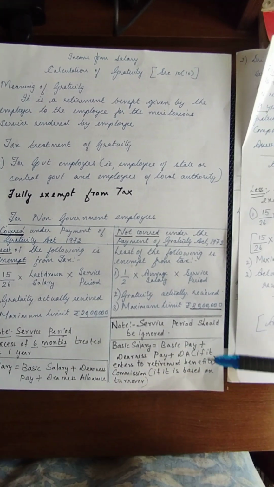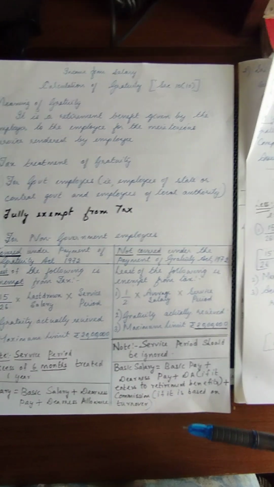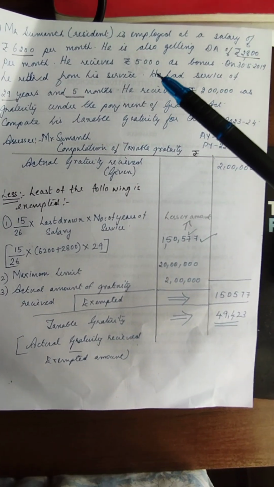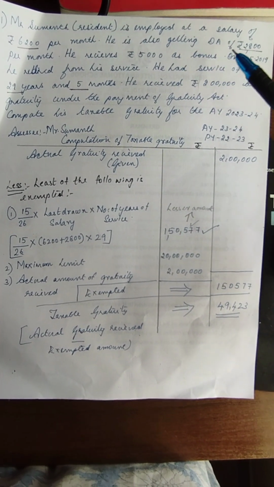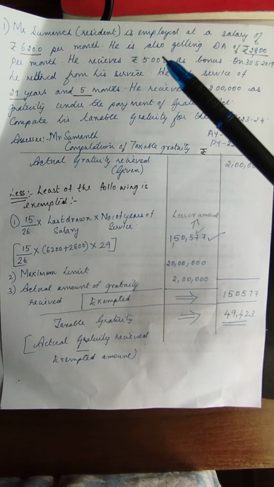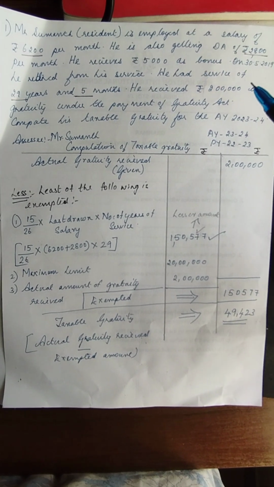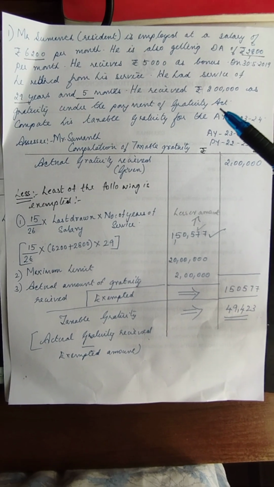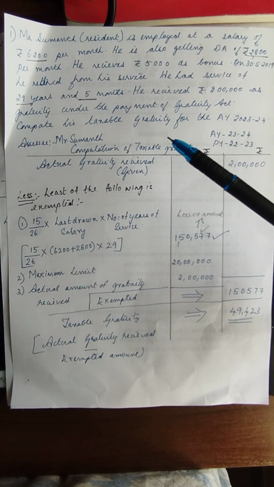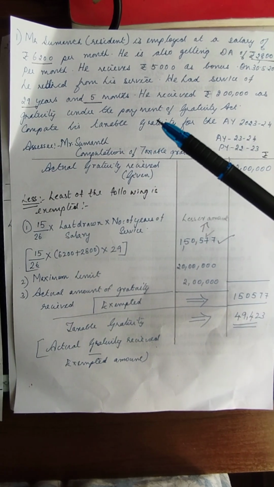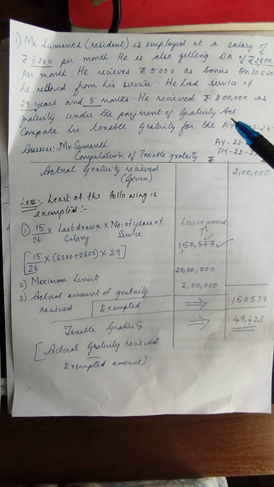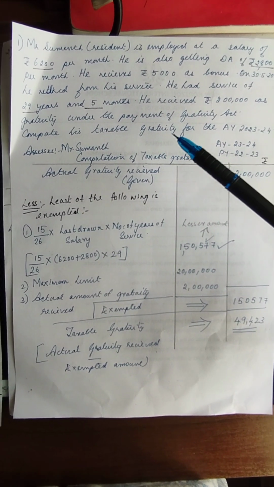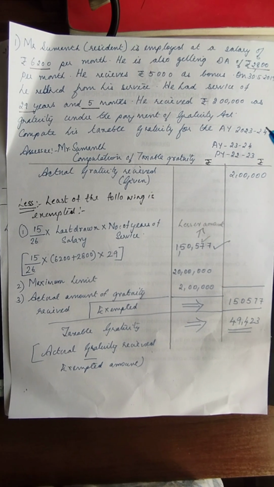So let us see a problem relating to gratuity covered under the Payment of Gratuity Act. Here we have one question regarding Mr. Suman. He is a resident who is employed at a salary of rupees 6,200 per month. He is also getting a DA of rupees 2,800 per month. He even receives rupees 5,000 as bonus. On 30/5/2019, he retired from his service. He had service of 29 years and 5 months. He received rupees 2 lakh as gratuity under the Payment of Gratuity Act. You have to calculate the taxable gratuity for the assessment year 23-24.